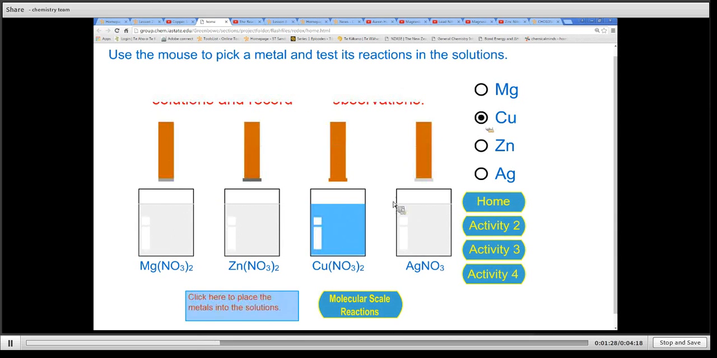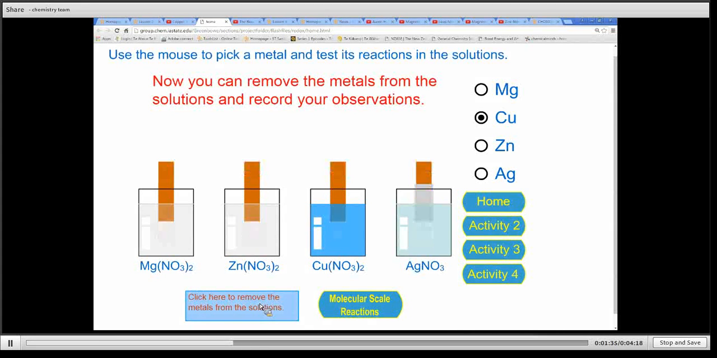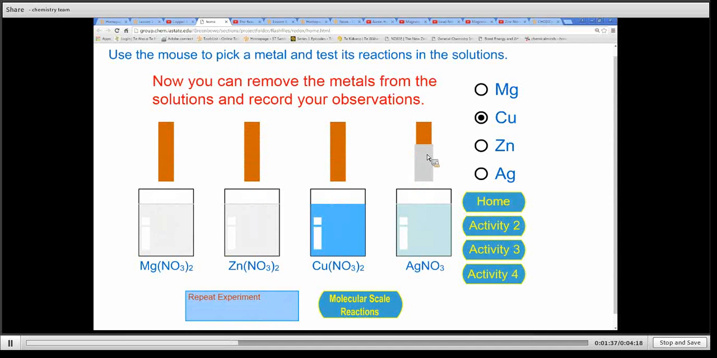If I did the same with copper, and I put copper in, you will notice there's only a change in one, and that is the copper with the silver. So we know copper is more reactive than silver, but it is less reactive than zinc and magnesium. Now these observations are what we call the macroscopic level.